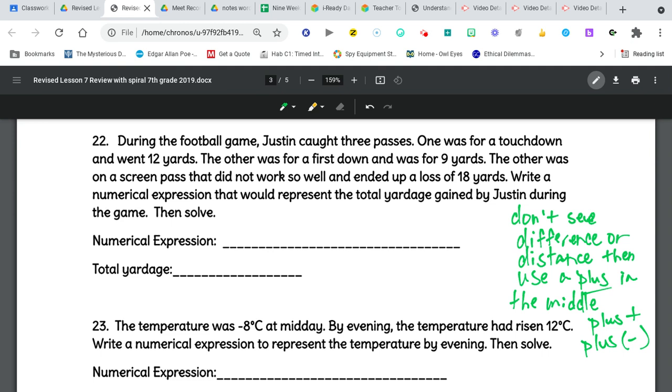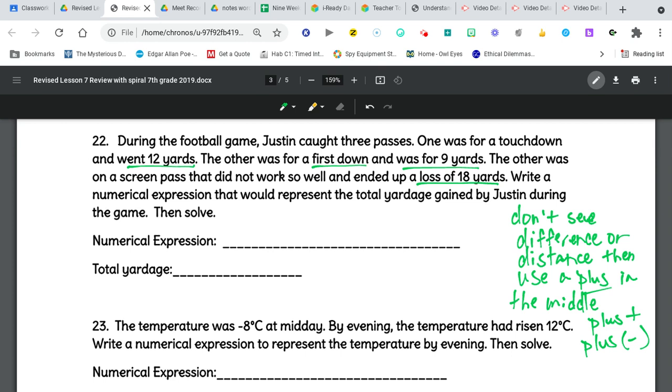All right, so let's take a look at 22. It says, during the football game, Justin caught 3 passes. One was for a touchdown, and he went 12 yards. Everybody knows that if you score a touchdown, that's good. I don't do football, but even I know that. The other was a first down and was for 9 yards. It's good to get a first down. You can keep going. The other was on a screen pass that didn't work out well, and he ended up with a loss of 18. Okay, I don't want to lose anything. Maybe some weight, but as far as losing yards in a football game, that's not good.